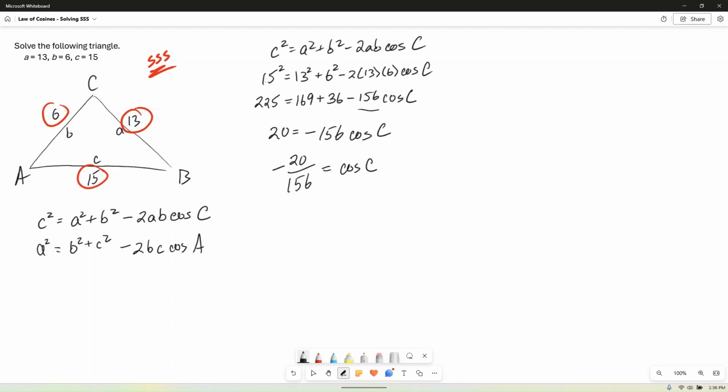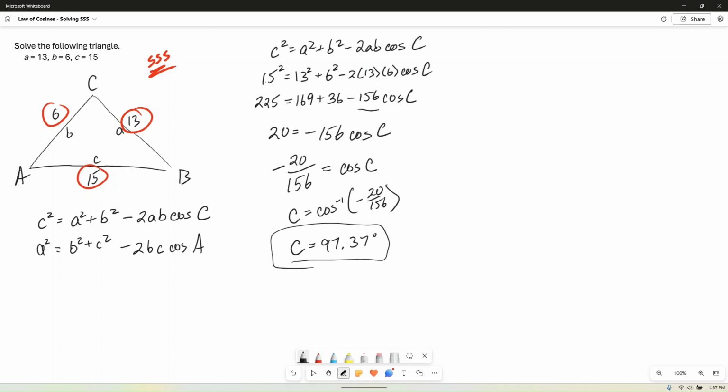And to find C, we're going to do the inverse cosine. So C is going to be the inverse cosine of negative 20 over 156. And that results in an angle of 97.37 degrees. So that's angle C.